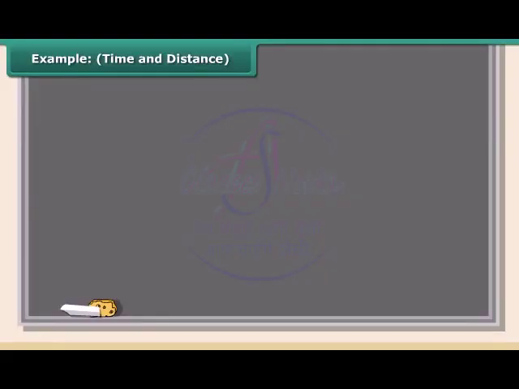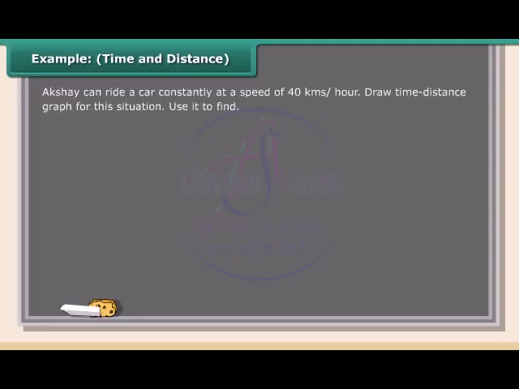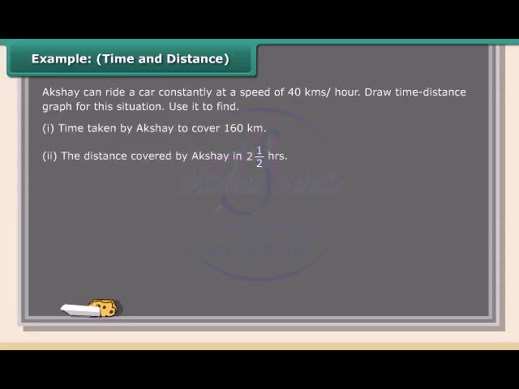Example: time and distance. Akshay can ride a car constantly at a speed of 40 km per hour. Draw a time-distance graph for this situation. Use it to find 1. The time taken by Akshay to cover 160 km. 2. The distance covered by Akshay in 2.5 hours.